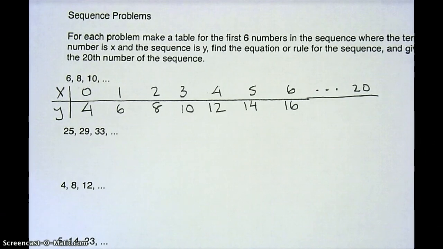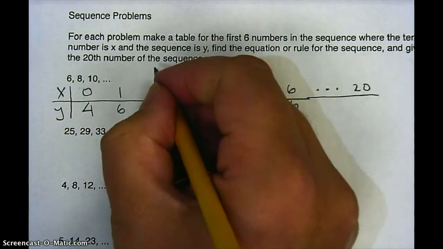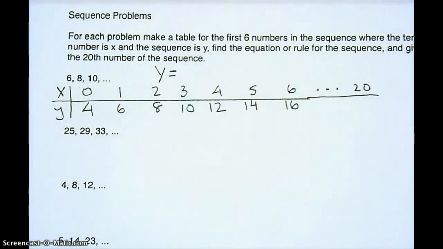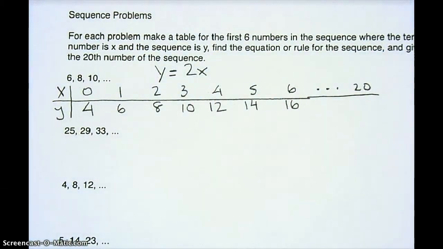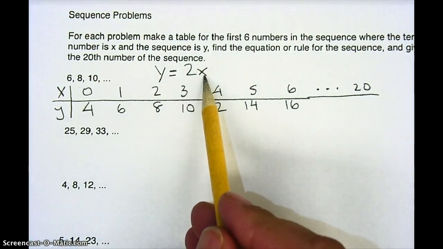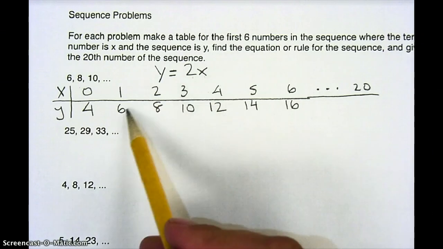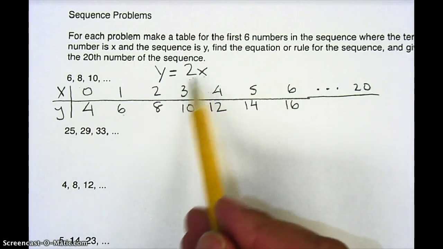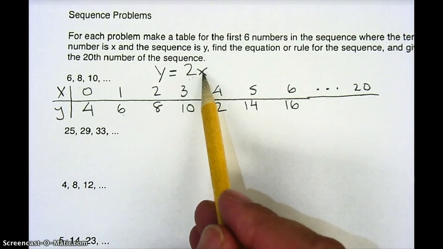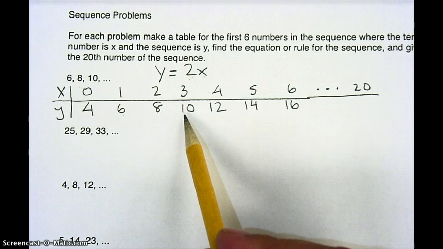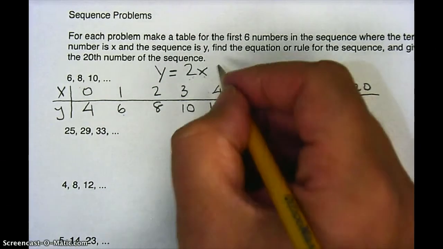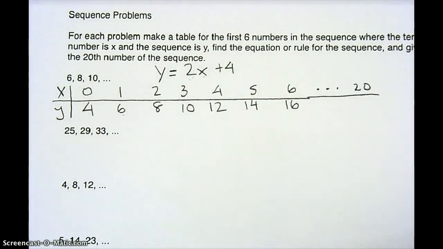Now, to find the rule for these sequences, I always start my rules out by writing y equals, because they're always finding what the sequence is equal to. Y equals means the sequence is equal to what? Since I'm going up by 2 each time, I know that I have to multiply my x by 2. But if I put in a 1 for x, 2 times 1 is 2, but I need it to be 6. 2 times 2 is 4, but I need it to be 8. 2 times 3 is 6, but I need it to be 10. I'm always 4 short. So how I have to tweak the sequence is I'm going to add 4.